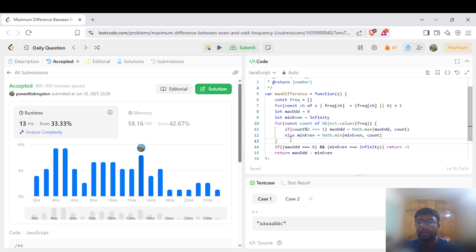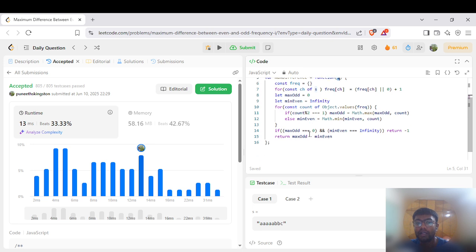Time complexity would be O of n, where n is the number of characters in the string, and space complexity would be O of 1 or constant.